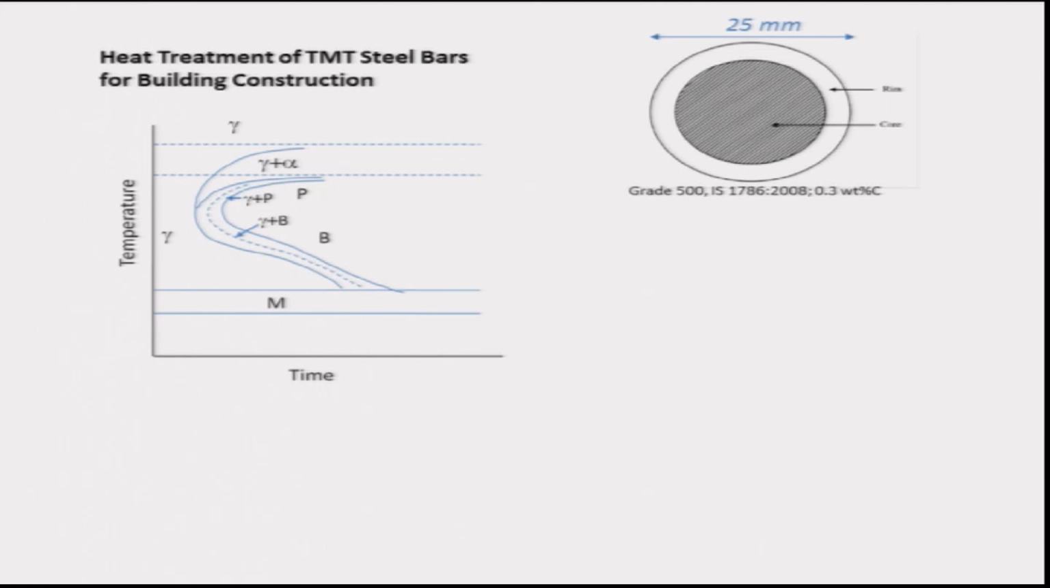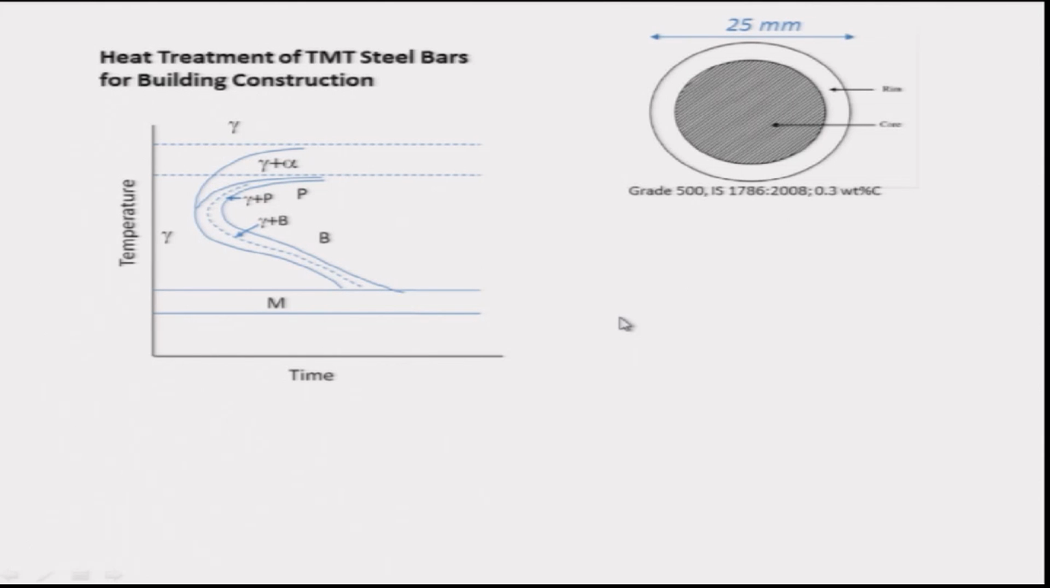Now, in this, if I look at the transformation diagram, it is just a schematic, not specifically drawn for this particular composition, where this is the ferrite C curve, these are the pearlite C curves, and out here you will have bainite.